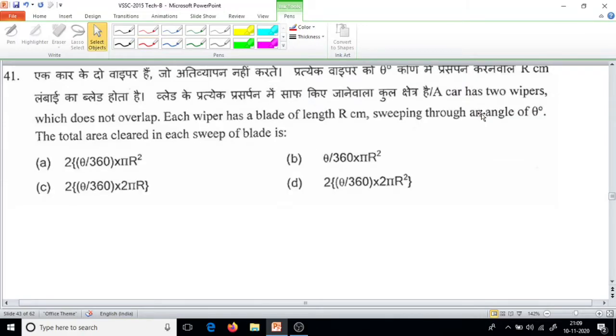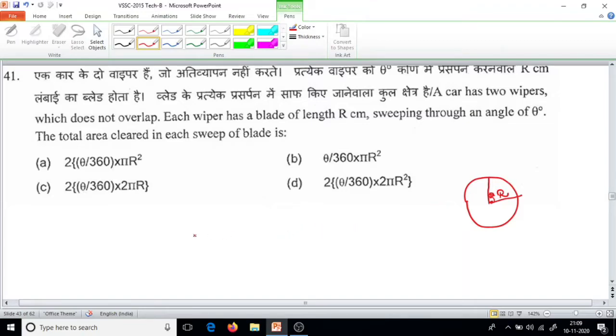Question number 41. A car has two wipers which do not overlap. We have seen our car wipers, left side and right side of the front mirror of the car. Each wiper has a blade of length r centimeter sweeping through an angle of theta degree. The total area cleared in each sweep of the blade is? Here it is similar to the problem we have solved already. So this wiper represents a sector of a circle. The radius is r centimeter, and there is an angle theta also.